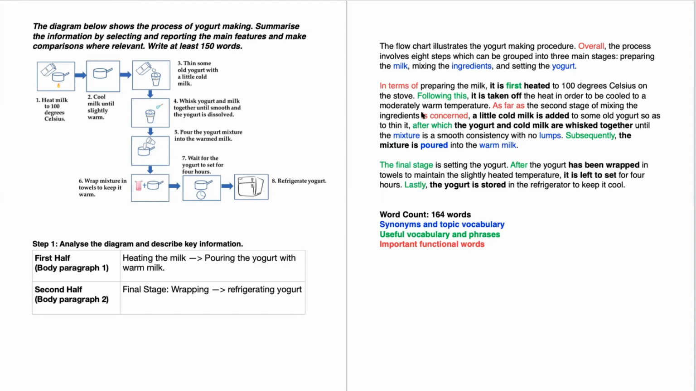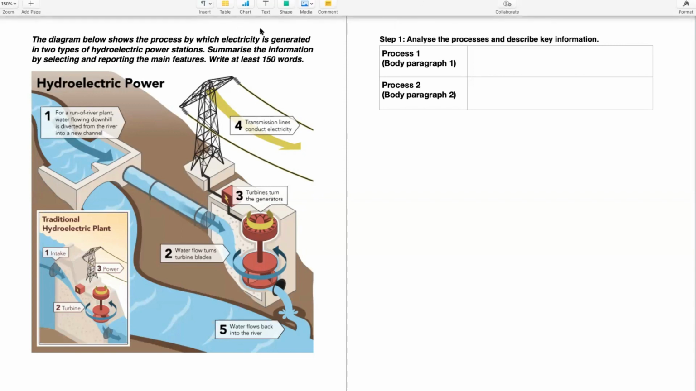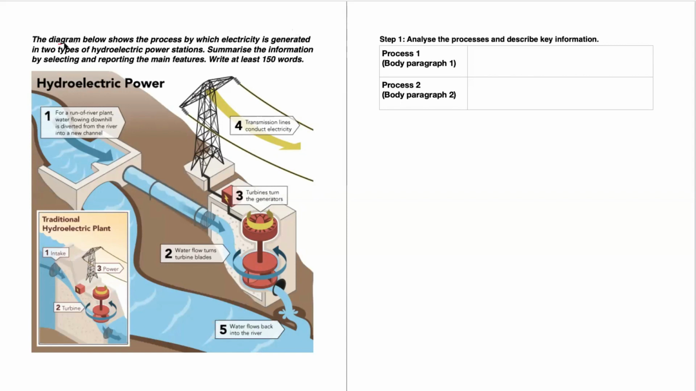So we're going to switch gears, go a little bit quicker, and see what the second writing prompt can teach us. All right, and here is our second writing prompt for today. You'll notice that this looks a lot different and probably a bit more complicated. So let's go ahead and read our prompt together. It says, the diagram below shows the process by which electricity is generated in two types of hydroelectric power stations. Summarize the information by selecting and reporting the main features. Write at least 150 words.